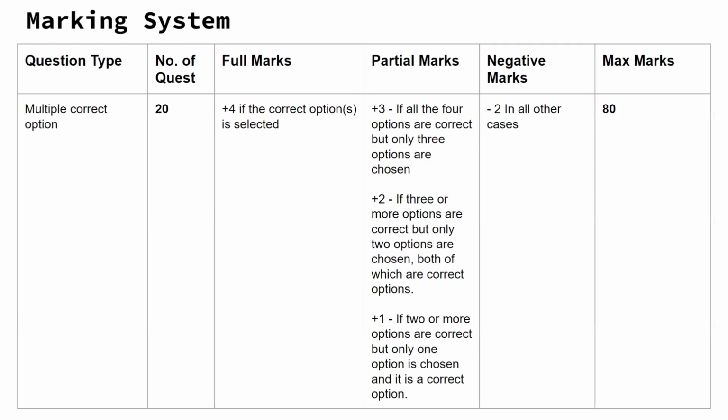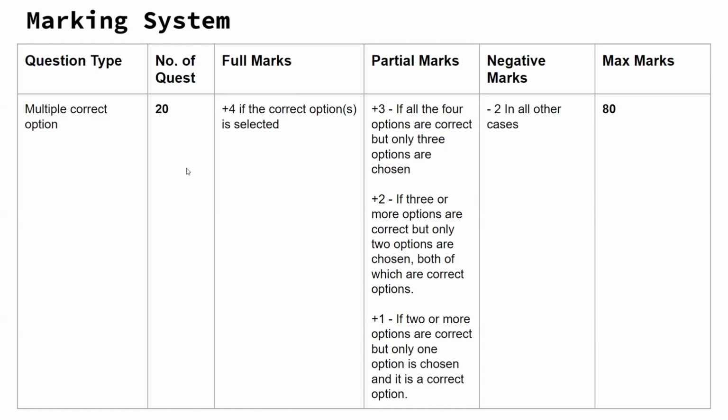For example, let's understand the partial marking system here. So you have got a question with 4 options, and all the 4 options are correct, but you have marked only 3 of them as correct, then you will get plus 3 marks. That is, all the 4 options given are true, but you have only marked 3 options, then you will get plus 3. And there is no negative marking in that.